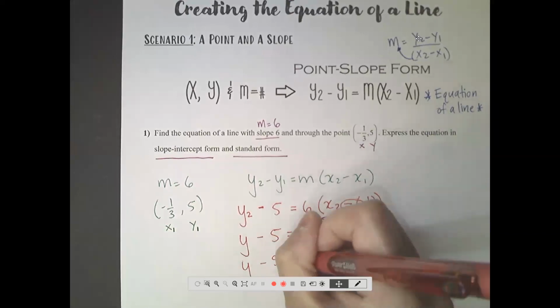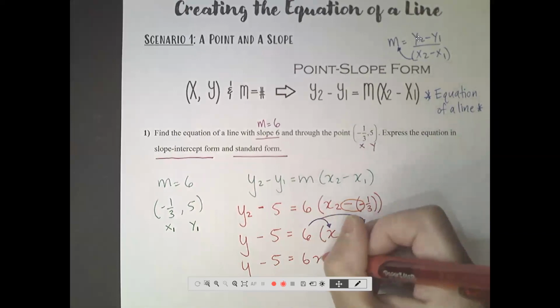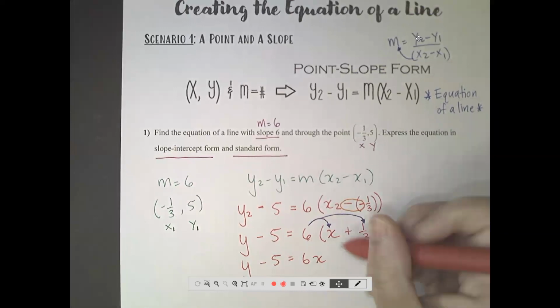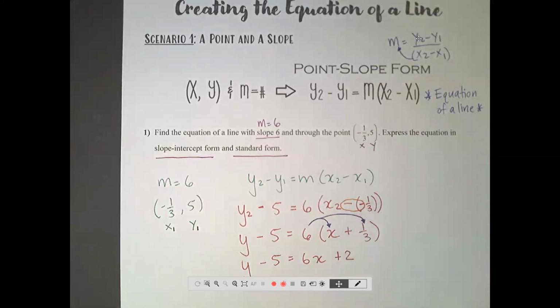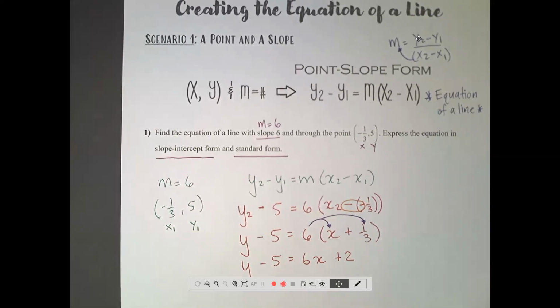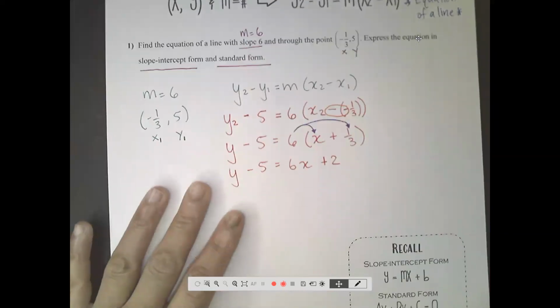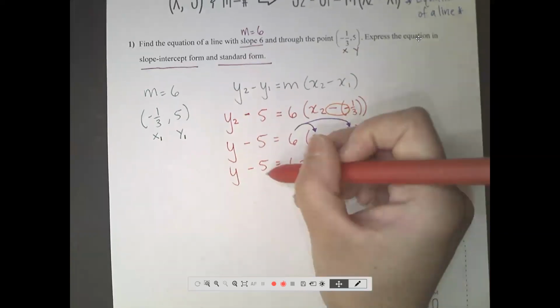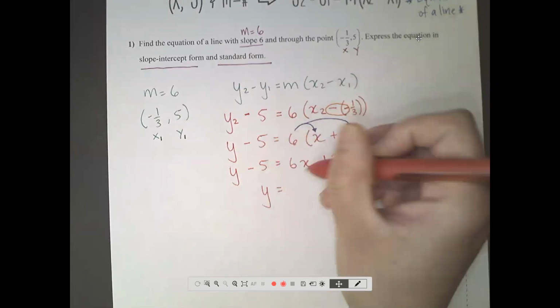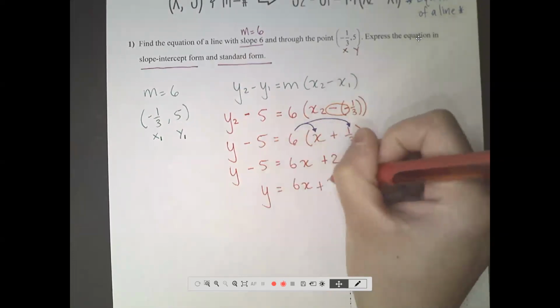Y minus 5 is equal to 6x, because 6 times x is 6x. 6 times positive 1 over 3. In this case, we're lucky it ends up being a positive 2, a nice whole number, but it could end up being a fraction. And I have an example where I'm going to show you what that looks like. Okay, and then finally, to make this into slope-intercept form, I just need to get rid of this negative 5 and move it to the other side. So it's going to be y is equal to 6x plus 2.